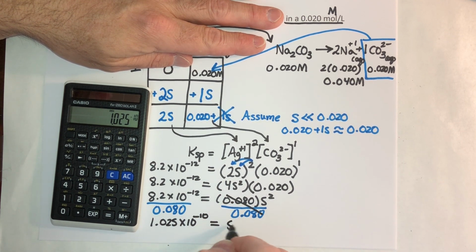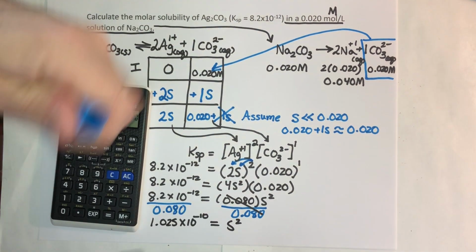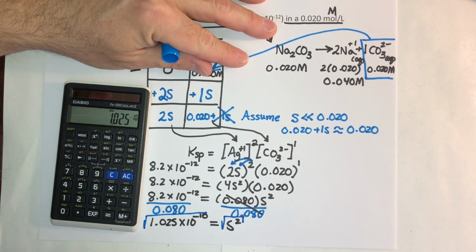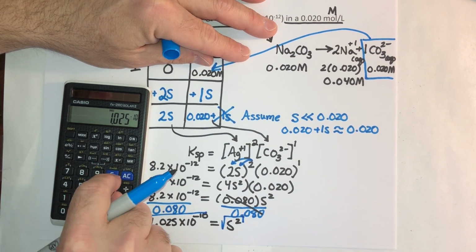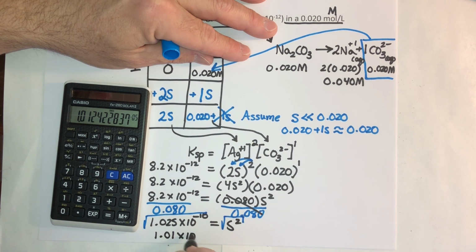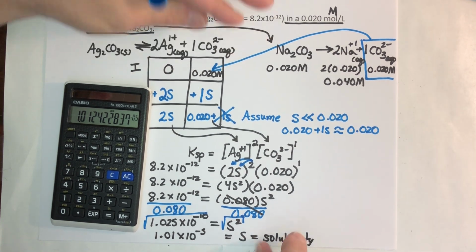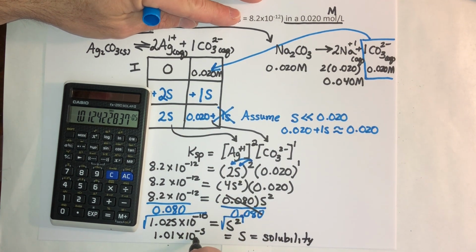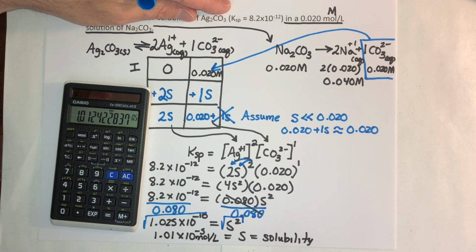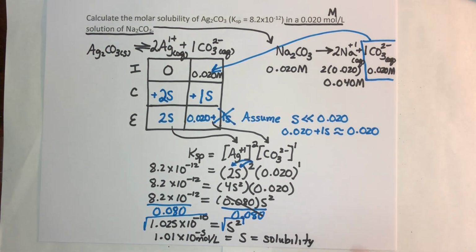Those cancel out, so that's S squared. And if you have S squared and you'd like to get rid of the square, then you would have to take the square root of both sides. So if I take the square root of this, I get an answer of 1.01 times 10 to the minus 5 equals S, which is my solubility. And remember, if you're looking for solubility, this would have units of moles per liter or just capital M for molars.